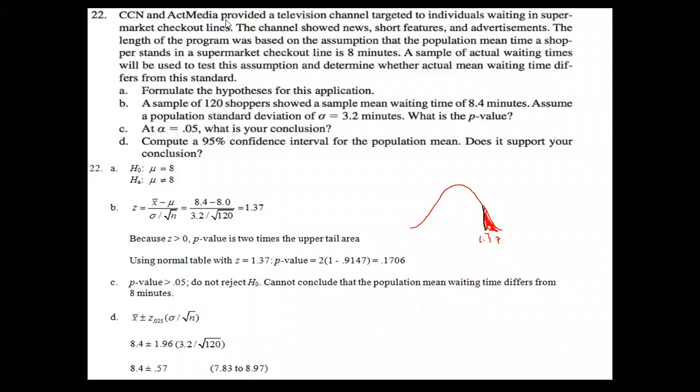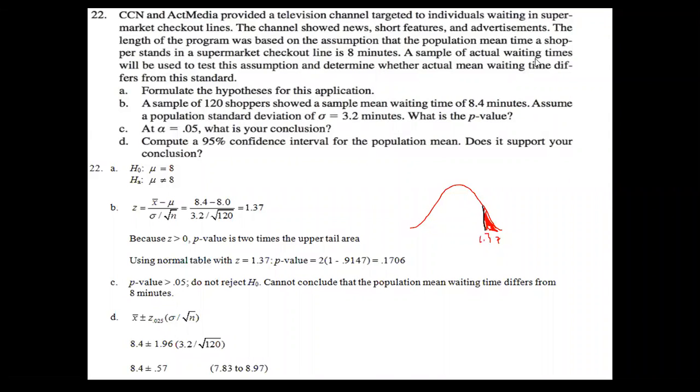CCN and ACT Media provided a television channel targeted to individuals waiting in supermarket checkout lines. The channel showed news, short features, and advertisements. The length of the program was based on the assumption that the population mean time a shopper stands in a supermarket checkout line is 8 minutes. So that's a key number there.